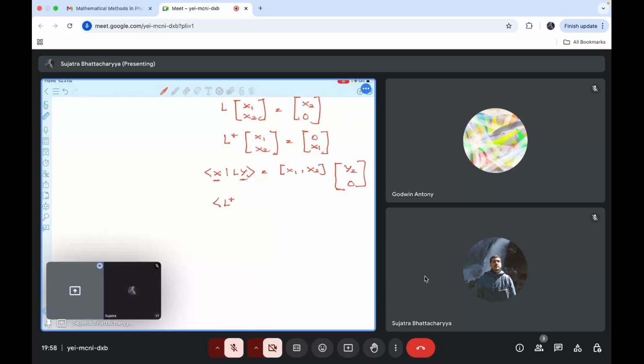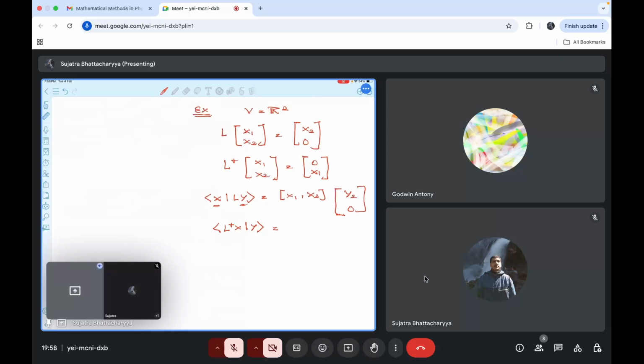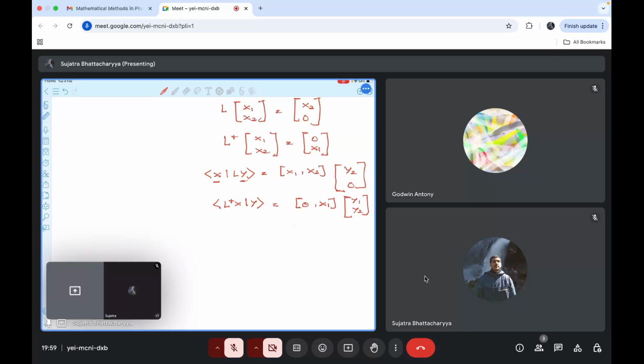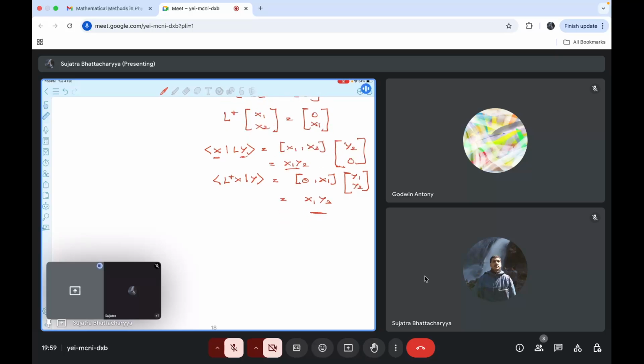Similarly, <L dagger x, y> can be written as: L dagger x is (0, x1), in a bracket, and the other is y1, y2, the simple y vector. So in both cases, you will get x1 y2. These two are equal. That is what I tried to show, an example of L and L dagger.